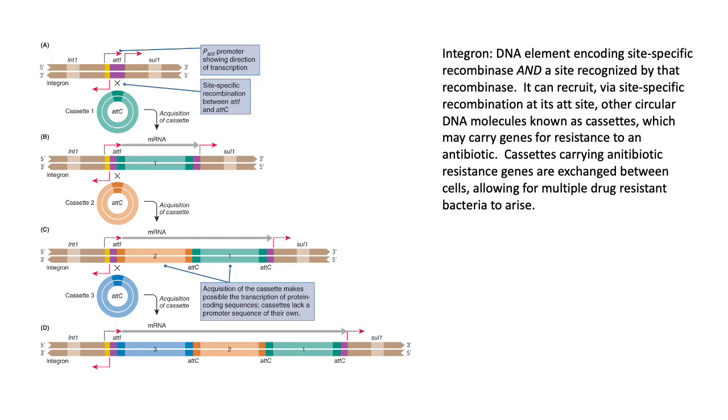And instead of using a LOXP site, they use an ATT site. In this, they're called ATTI and ATTC. The ATTC is for the ATT site in the cassette, and the ATTI is for the ATT site in the integron. I can't even tell you how it's different, because it's all the same thing. It's just using homologous recombination spurred by an enzyme to insert DNA through homology.